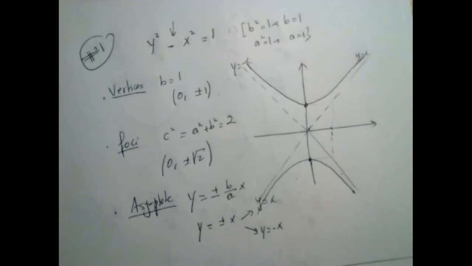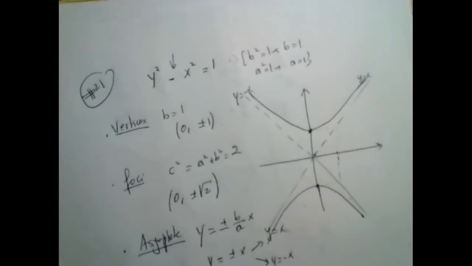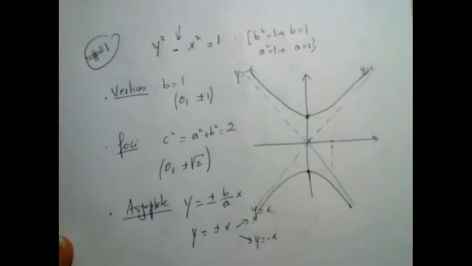Now we look at number 23. Number 23 is the completing the square problem.